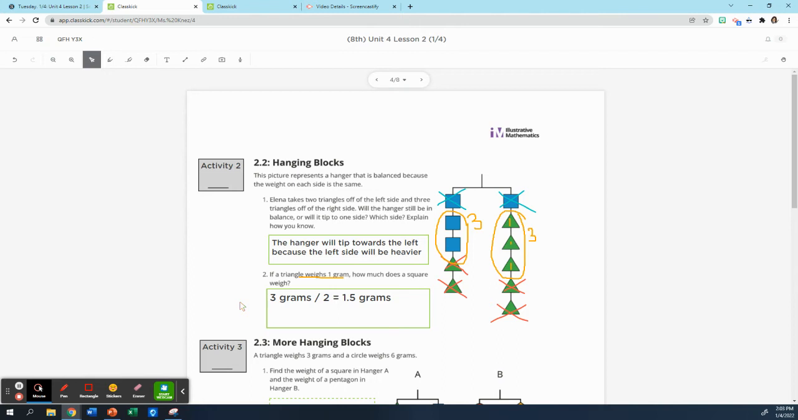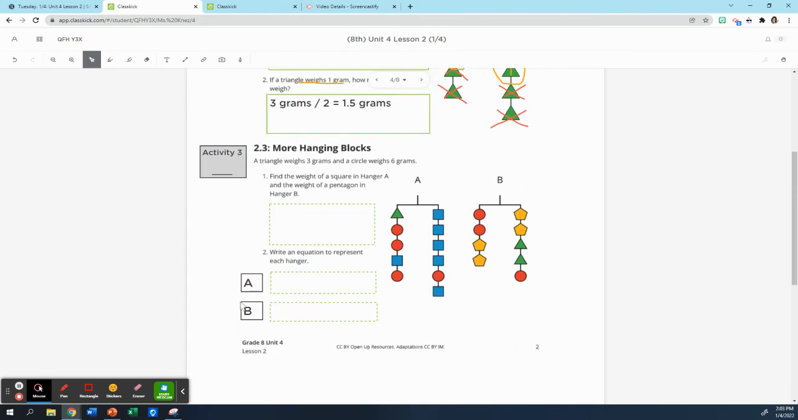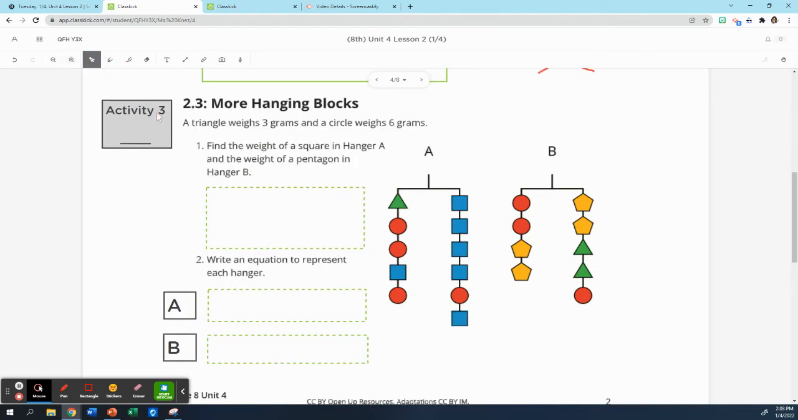Now, 2.3 says a triangle weighs 3 grams and a circle weighs 6 grams. Find the weight of a square in hanger A and the weight of a pentagon in hanger B. Well, we can follow the exact same strategy that we just practiced in 2.2 when we're looking at hanger A. We know that we can get rid of the 2 squares that have the same weight. And we also know that we can ignore 2 of the circles because they each have the same weight.